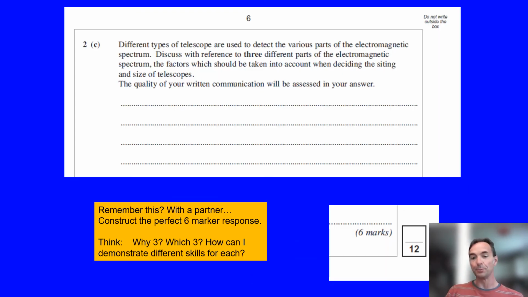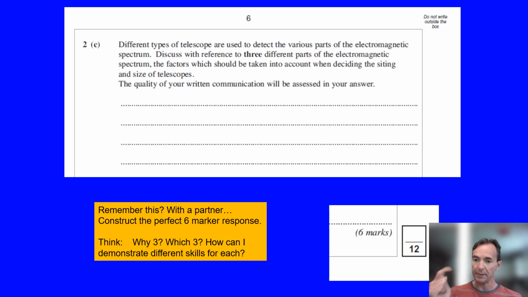Okay, so here's a real recap, 6 marker. If you've got, I say, a partner here, if you're watching this in a classroom, but if you're watching this on your own, then you've got to construct the perfect 6 marker for this. Different types of telescopes. Describe 3 different parts of the electromagnetic spectrum and factors you need to take into account: the siting and size of the telescopes.